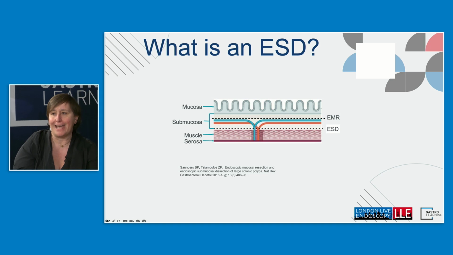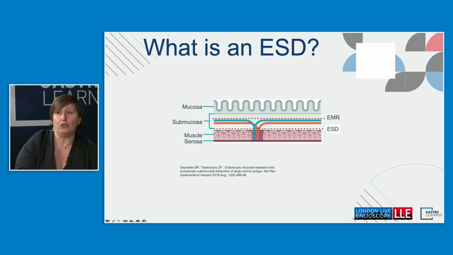When we place a snare across a polyp from the surface of the polyp, most of the times the resection is quite superficial into the submucosa, and we want to do that in order not to cause the complication of perforation. So very often we are quite shallow.